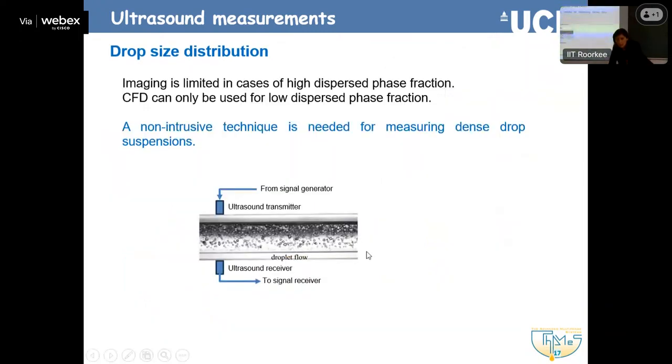If we have a dispersion like this, we can have the sound wave sent to the dispersion.